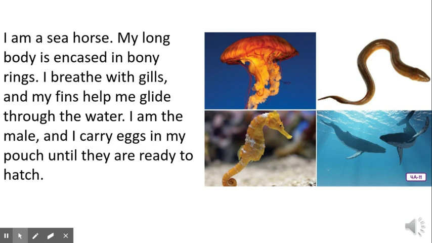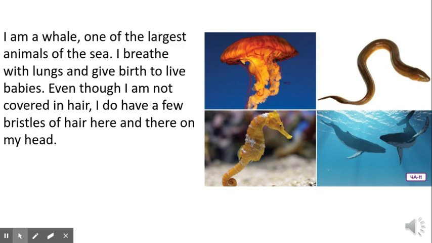I am a seahorse. My long body is encased in bony rings. I breathe with gills, and my fins help me glide through the water. I am the male, and I carry eggs in my pouch until they are ready to be hatched. Yes, it is a fish.